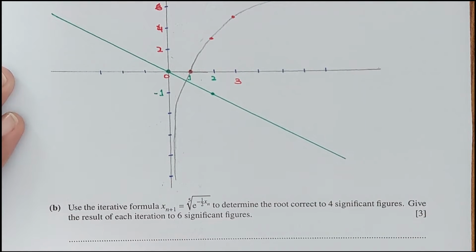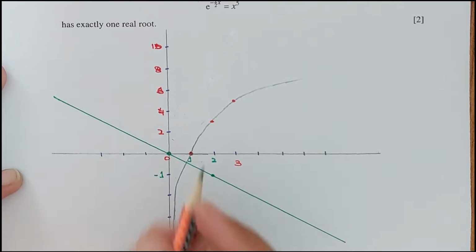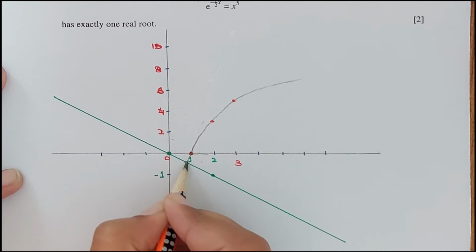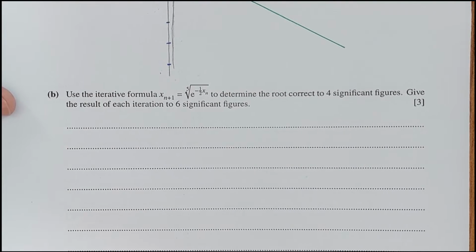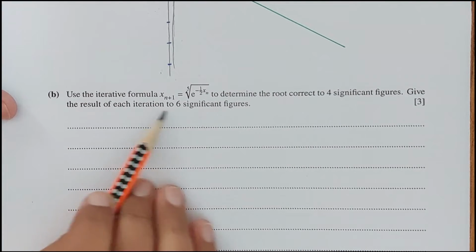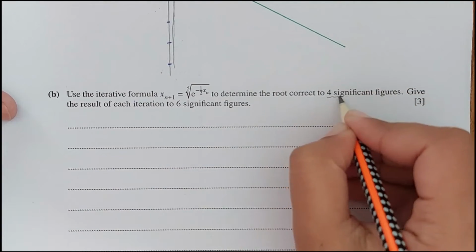So as you can see, it has exactly one real root. This is the only real root, the point of intersection, right. Now moving to part B: use the iterative formula x n plus 1 equals this to determine the root correct to 4 significant figures, right.